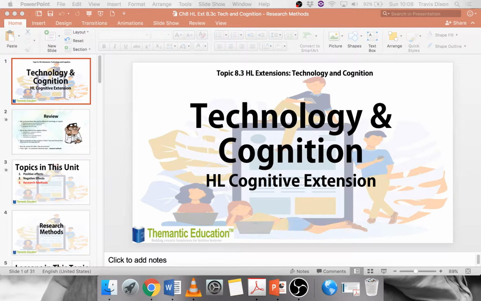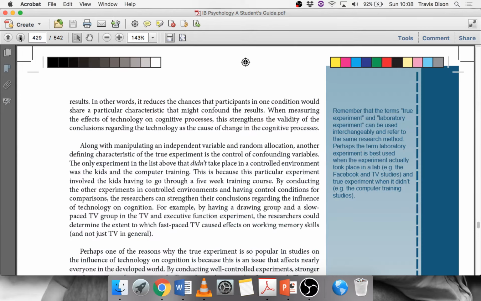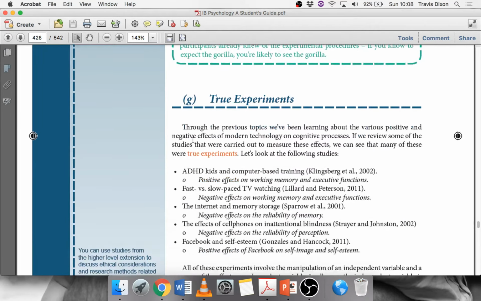Right, we're getting to the last topic for the technology and cognition, HL extension, and here we're going to look at research methods. So if we go over to our textbook, we get into page 427. Where are we up to now? Maybe even up to here we are, page 428.